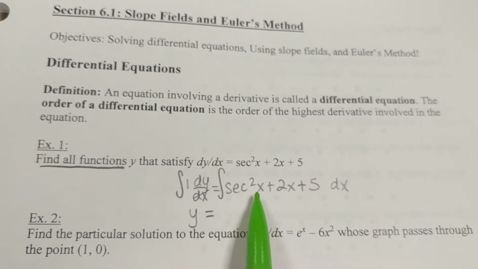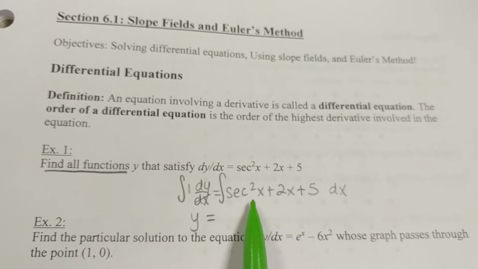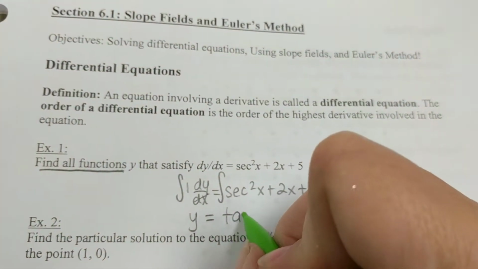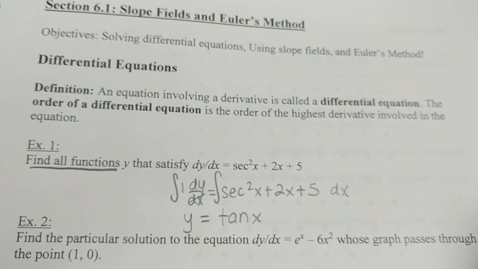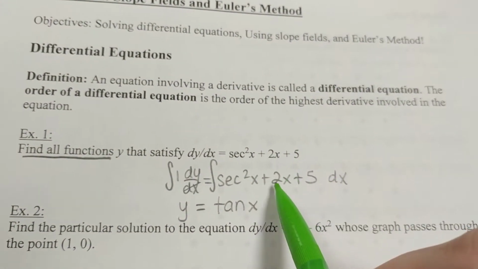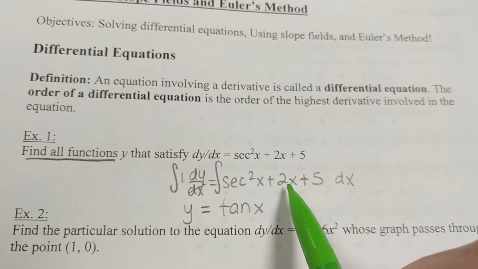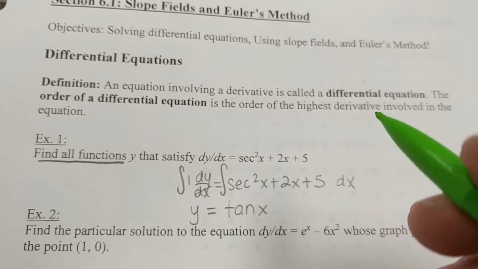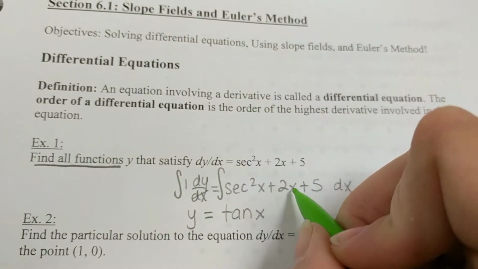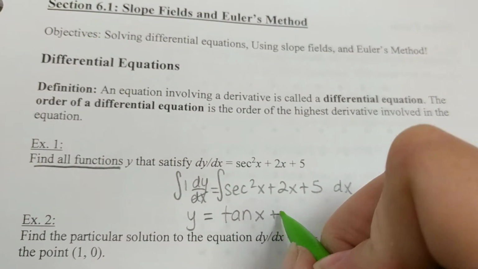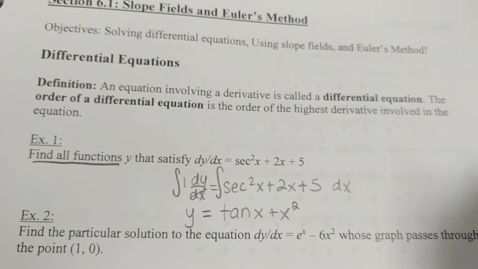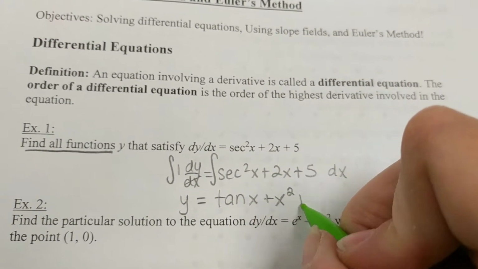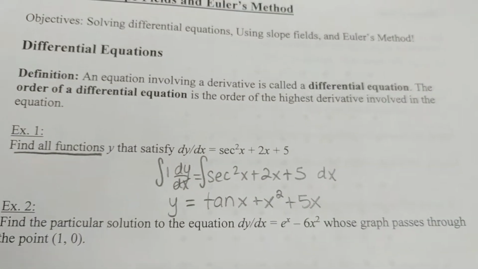Now the antiderivative of secant squared, that's one of our flashcards. So that one was tangent of x. The antiderivative of 2x, our trick says to raise the power up 1 and then divide by the power. So it would be 2x squared divided by 2, or just x squared. And the antiderivative of 5 is 5x.